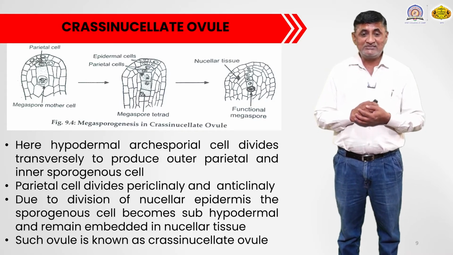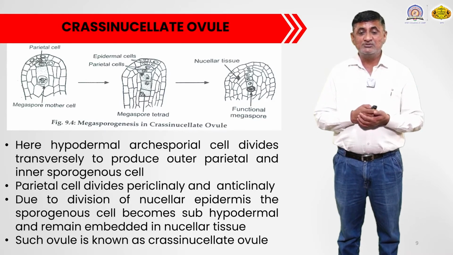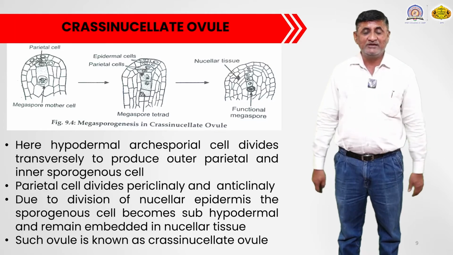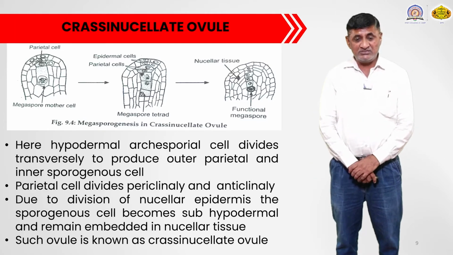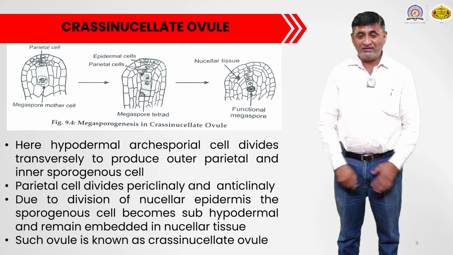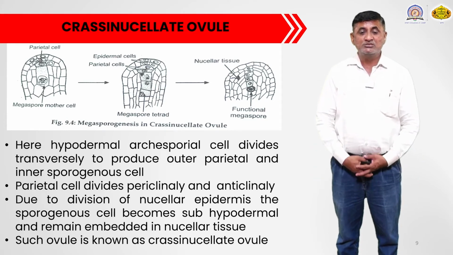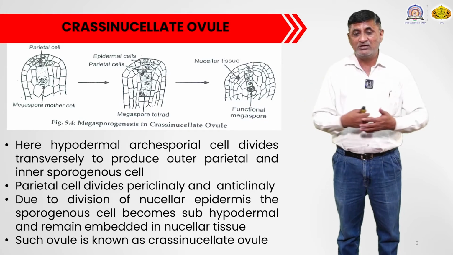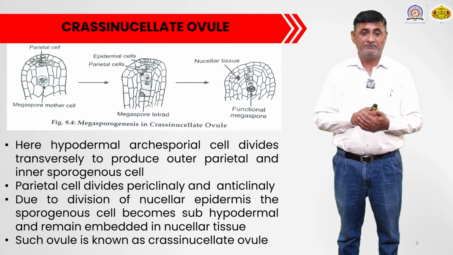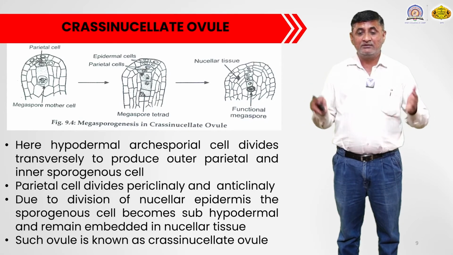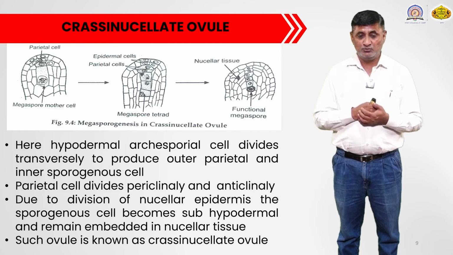The parietal cell again divides periclinally and anticlinally, and due to this periclinal and anticlinal division of the nucellar epidermis, the sporogenous cell becomes subhypodermal in position and remains embedded within the nucellar tissue.